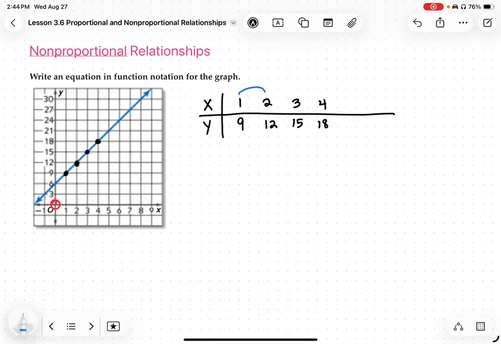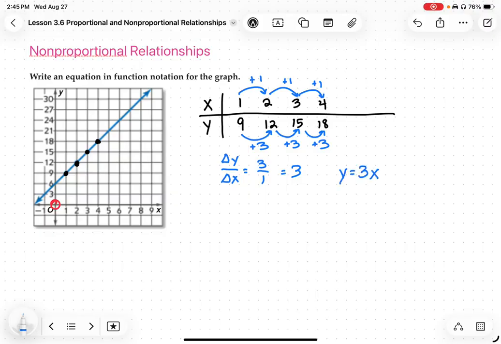So the x is increasing by 1, right? From 1 to 2 is an increase of 1, from 2 to 3 is an increase of 1, and so on, going up by 1, piece of cake. Y is going up by 3. From 9 to 12 is an increase of 3. From 12 to 15 is an increase of 3. You get the idea. Increase of 3. So the change in y over the change in x is 3 over 1, which means the slope is 3. So my instinct then is to say that the equation is y equals 3x.